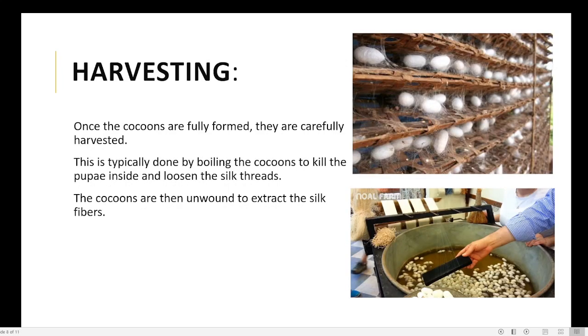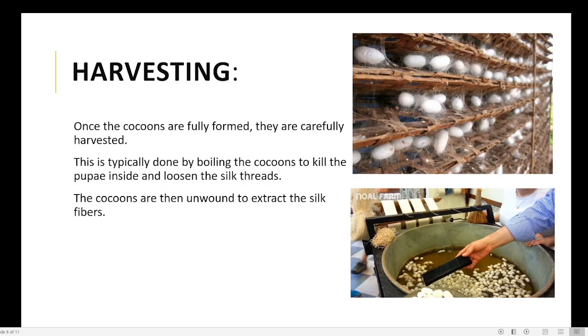Now here you can see that these are the cocoons or the pupae. So once the cocoons are fully formed, they are carefully harvested. Based on the size of the cocoon, we will be able to identify which are the fully formed or mature cocoons, and we will be taking them, then we will be processing them.